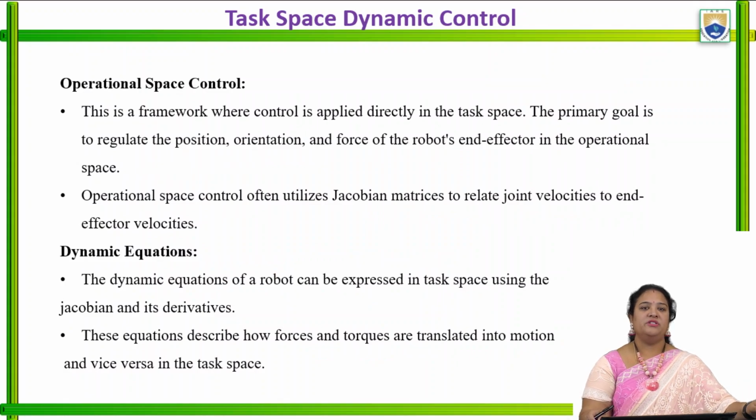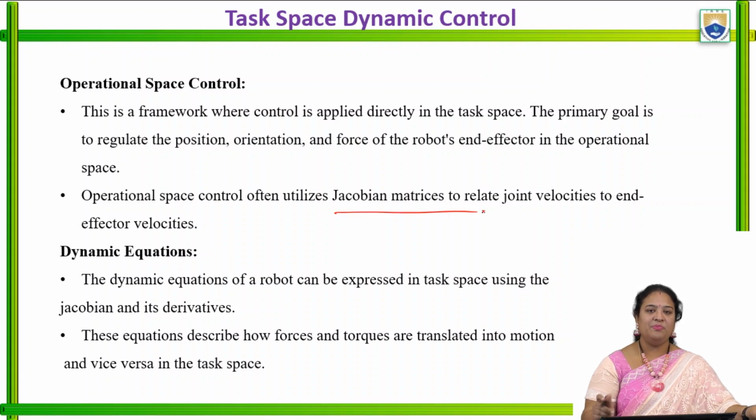Now, coming to operational space control, this framework is applied directly in the task space, where we can achieve primary goals such as regulating the position, orientation and force of the robot's end effector in the operational space. And this operational space is often utilized with the help of the Jacobian matrix, which relates the joint velocities to the end effector velocity.